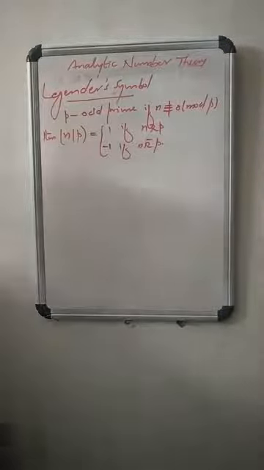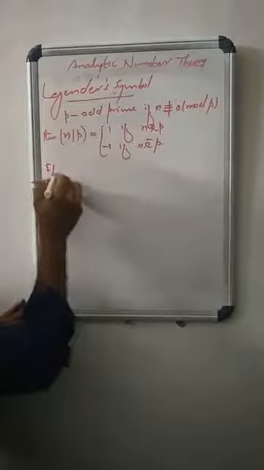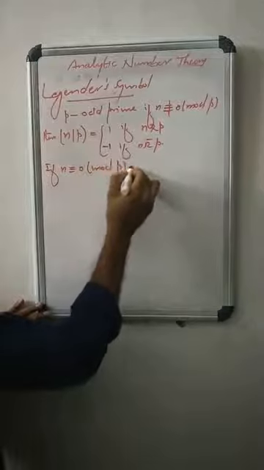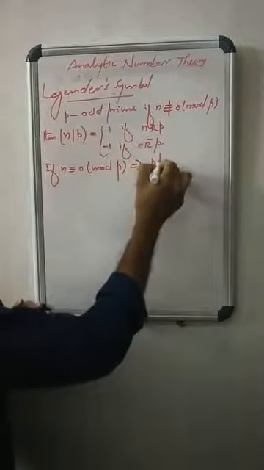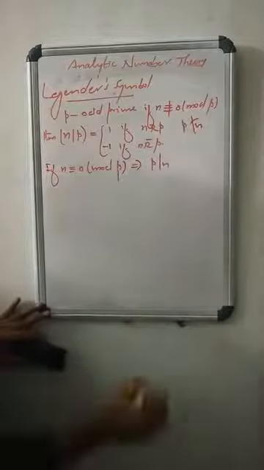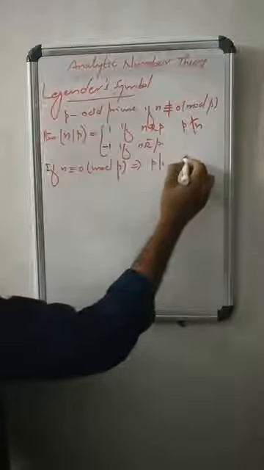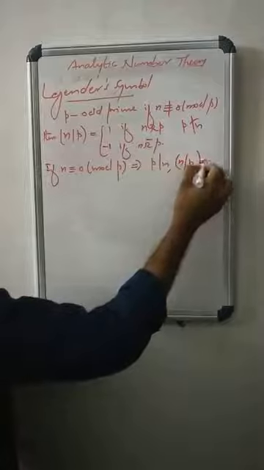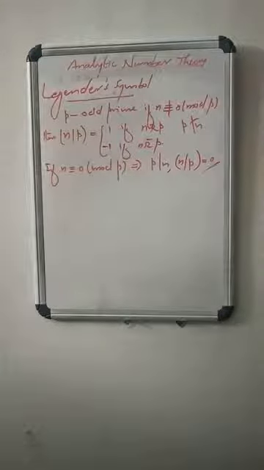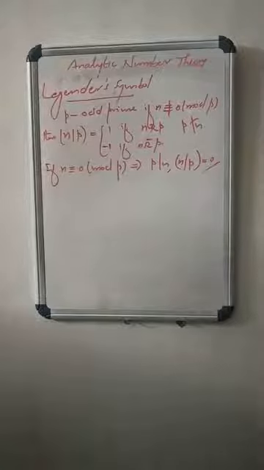So if n is congruent to 0 mod p, what happens here? n congruent to 0 mod p means p divides n. n not congruent to 0 mod p means p does not divide n. So when p divides n, then n by p is defined as 0. So this is the Legendre symbol. Agreed.